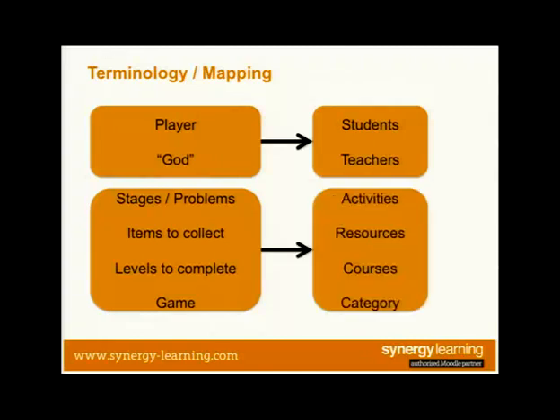Looking at the counterparts on the Moodle side, we have activities which we could declare as problems people have to solve. We declare the resources as certain items to collect, certain things they have to do in order to get through that level. And we declare a course as a level, so we can have multiple levels, which are multiple courses. Here we just put them in a category. They could technically be across categories or inside just one.